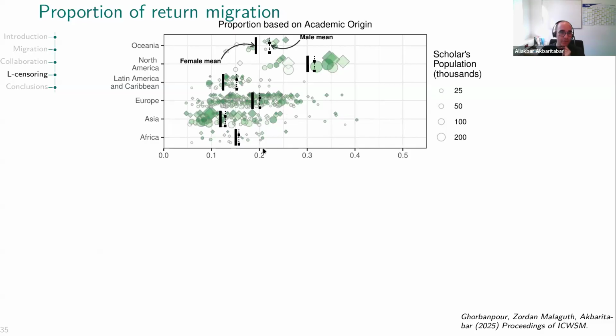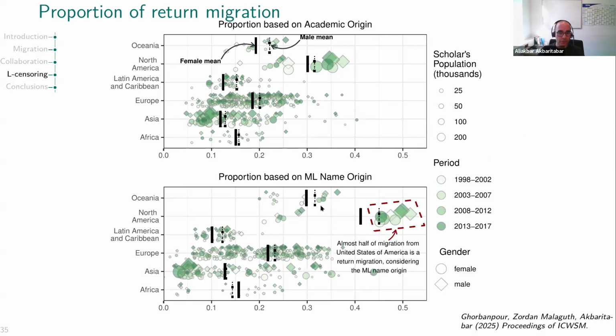Here again, we can see that around 25% of scholars who have an academic origin in Oceania are emigrating. In the US, that is about 35%. They are going somewhere else. But when we look at the country of academic origin on the top versus the country of the name, we can see that return migration increases from about 35% to around 50%. So we have a 15% increase in the rate of return of these scholars, that in the previous slide I showed you, most of them are, let's say, Chinese scholars going back.